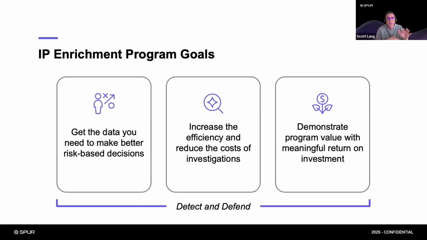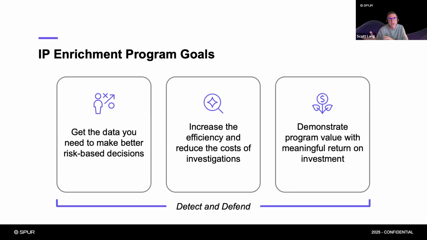And underlying that progressive strategy of maturing the program over time are really three steps. First is getting good data to make good risk-based decisions. And we talked about the fidelity and the accuracy of Spur's data to do that. Second is increasing efficiency and reducing the cost of investigations, right? That's a good outcome to help measure the program over time. Getting the data, enriching it quickly, accelerating your investigations, getting to a point where you're confident in the findings.